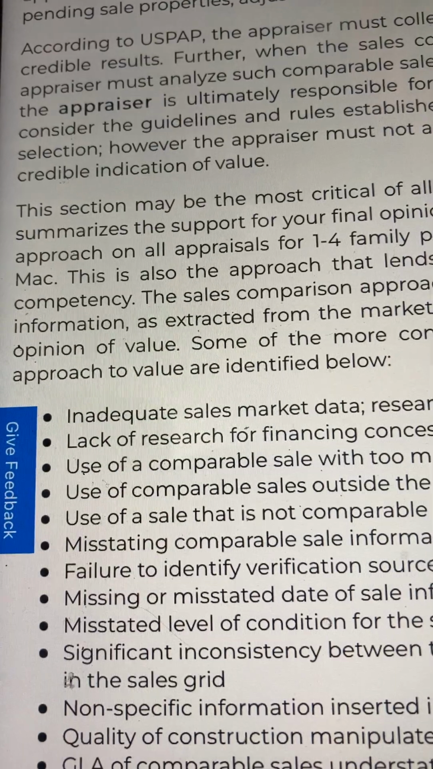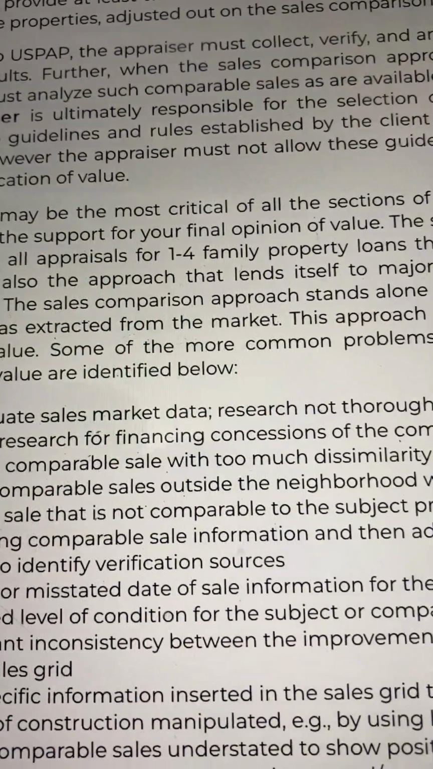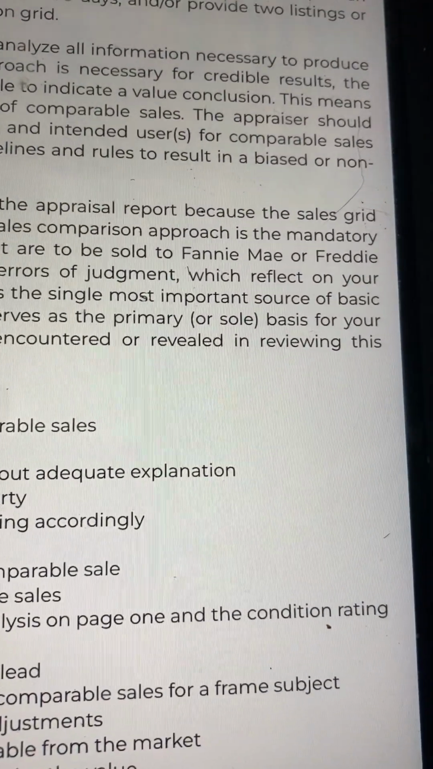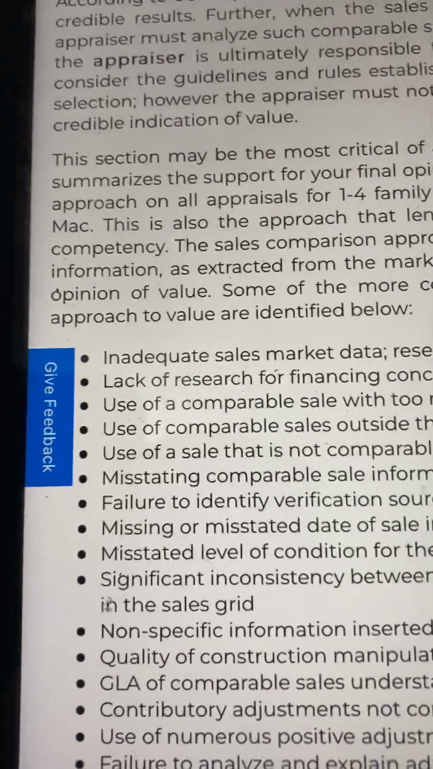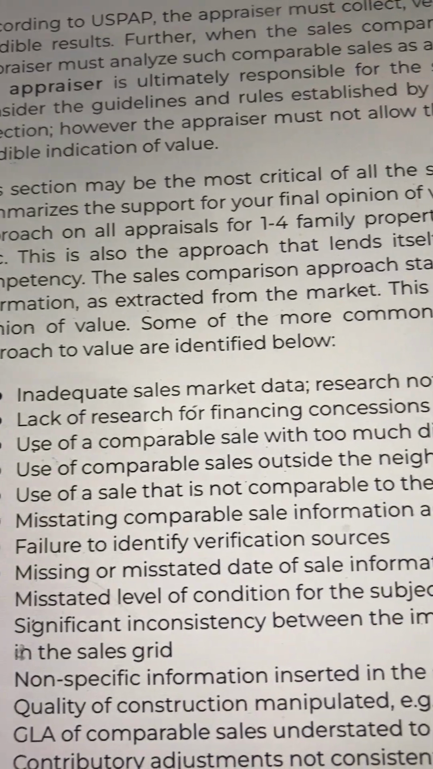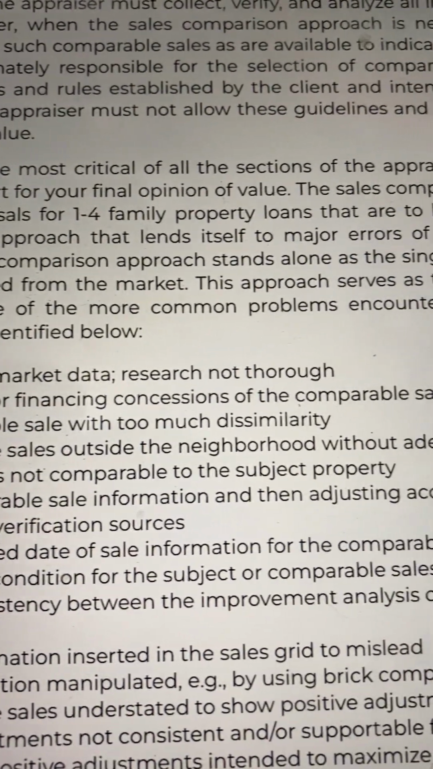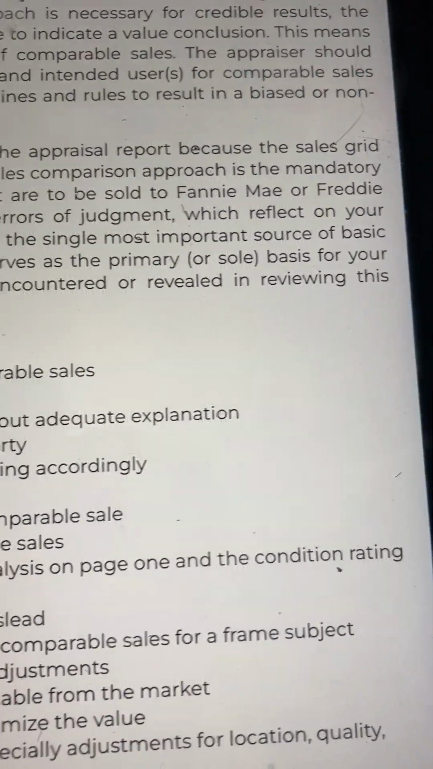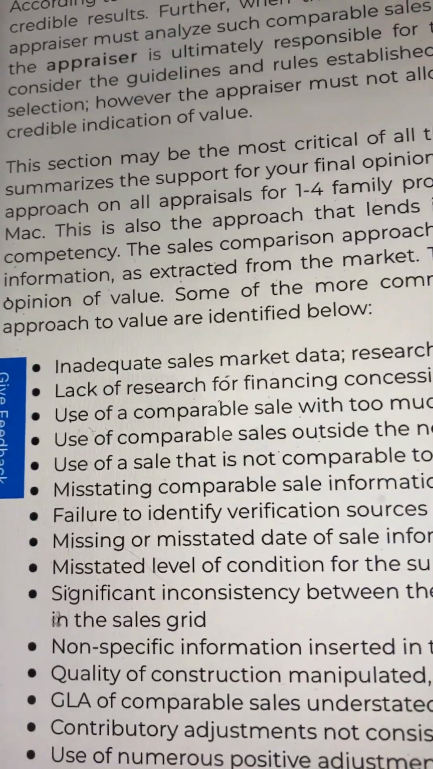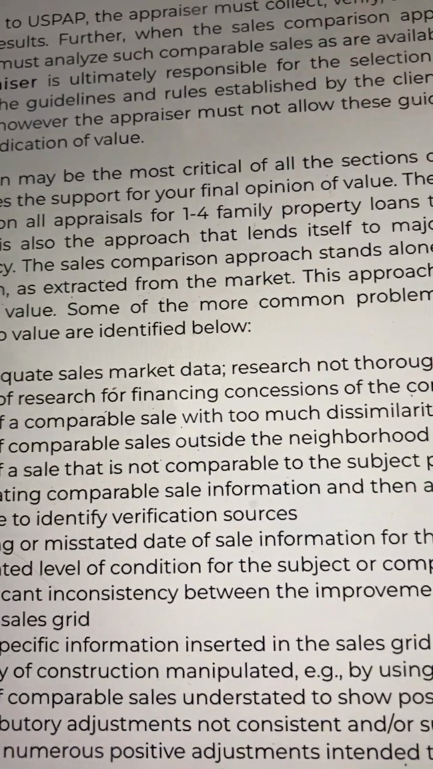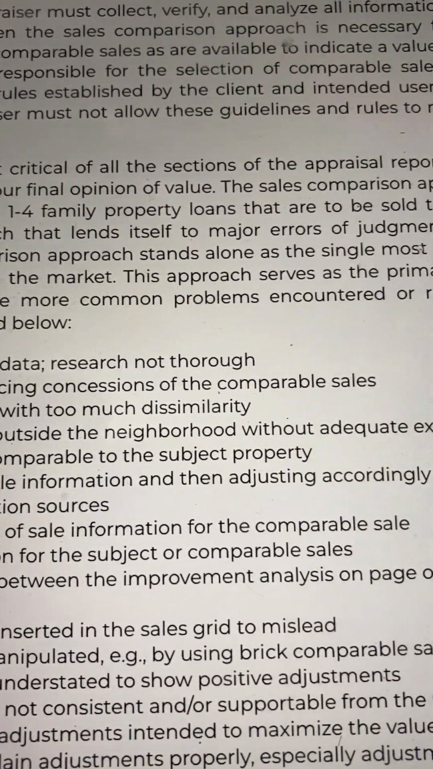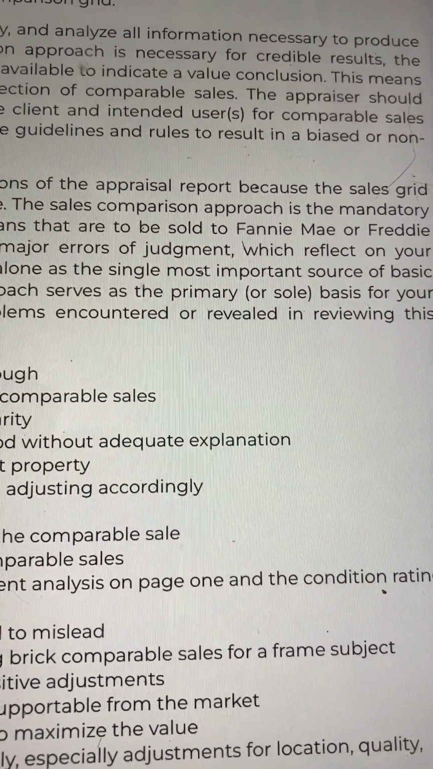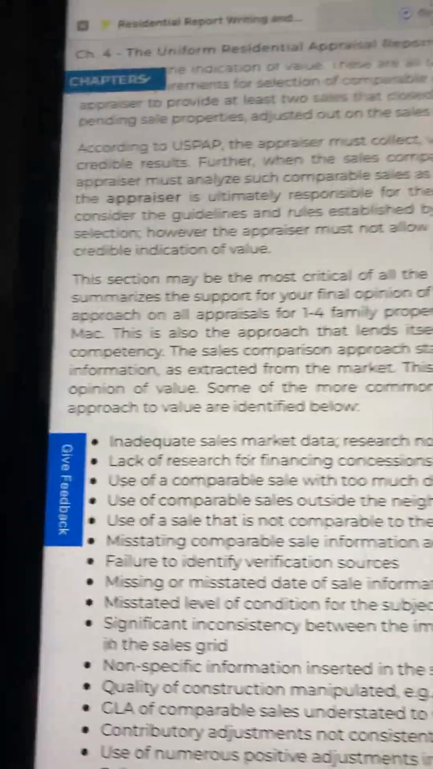This section may be the most critical of all the sections of the appraisal report because the sales grid summarizes the support for your final opinion of value. The sales comparison approach is the mandatory approach on all appraisals for 1 to 4 family property loans that are to be sold to Fannie Mae or Freddie Mac.